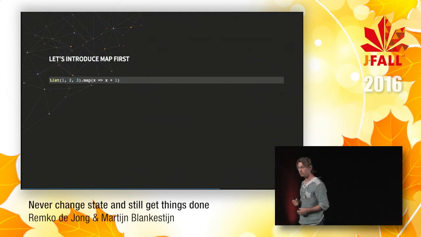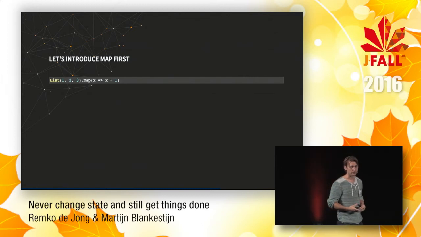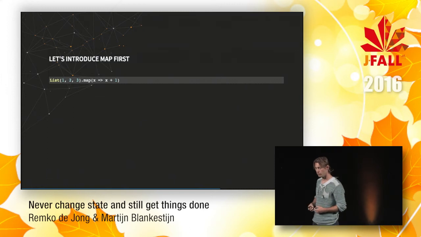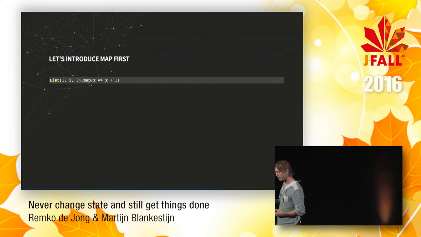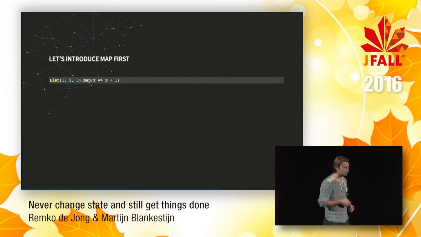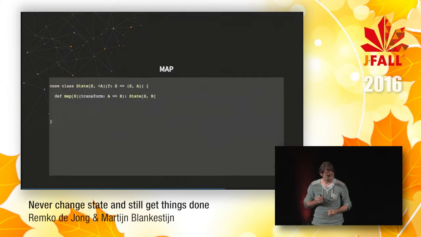So let's start simple. Let's look at map. Assuming everybody here is familiar with map, basically you have a collection, map function. It takes another function which describes what to do with every element in that collection. So we're pretty familiar with using map on a list, but it turns out that lists are not the only structures on which you can use map. We could also introduce it on our own data type state.